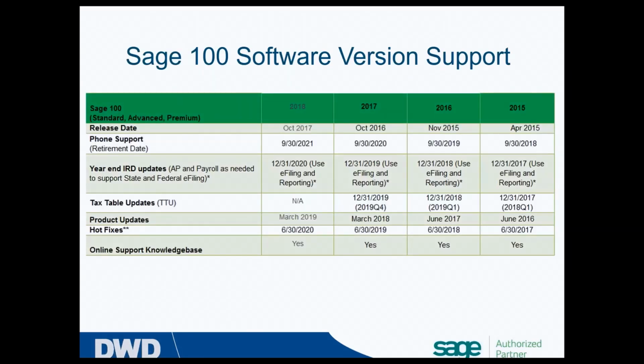Versions, again, just as a reminder, 2018 is the latest and greatest. 2015 is the oldest version that Sage supports. Now, DWD, we're going to support what you have to the best of our ability, but if we run into situations that we cannot assist you, then we will definitely need to talk about upgrading you and getting you onto a current platform.